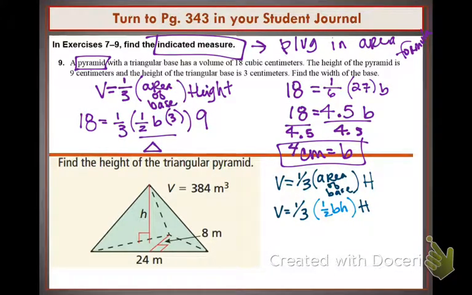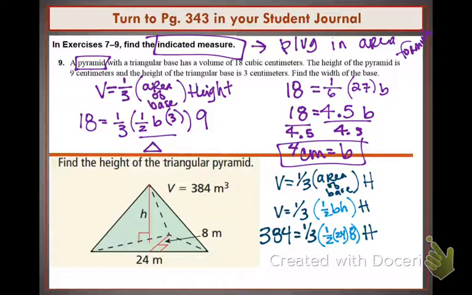All right, what is the volume they gave you? 384 equals 1/3. Are you missing any of your triangle? You're missing the height of the entire thing. So we're not missing the height of the triangle. You got 24 and 8. So technically you have 1/2 times 24 times 8. And then do you know the height of the entire pyramid? No.